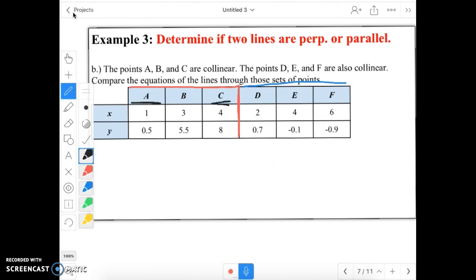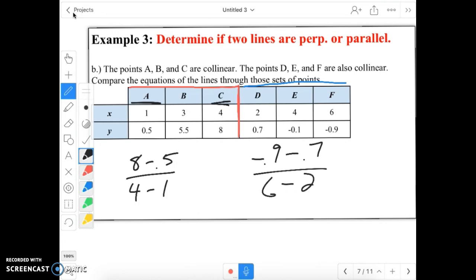I'm going to pick A and C. So the first thing I'm going to do is find the slope. So that's going to be 8 minus 0.5 over 4 minus 1. Then I'll do the same thing with our other side. Negative 0.9 minus 0.7 over 6 minus 2.